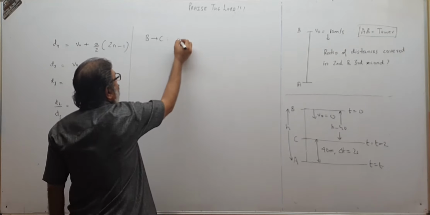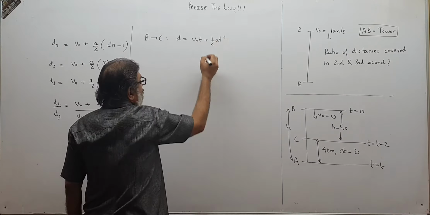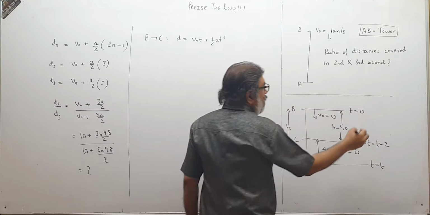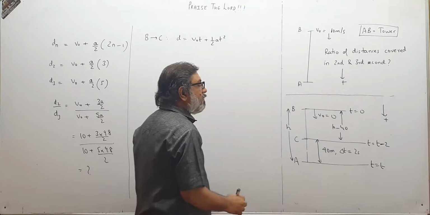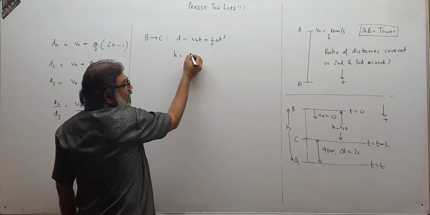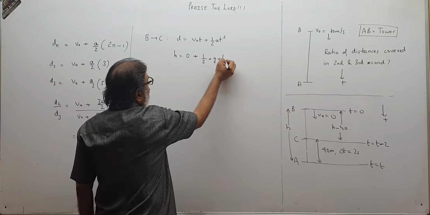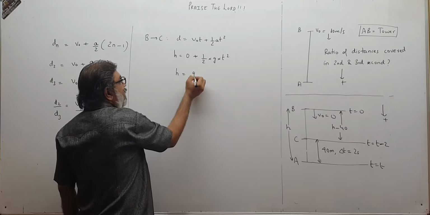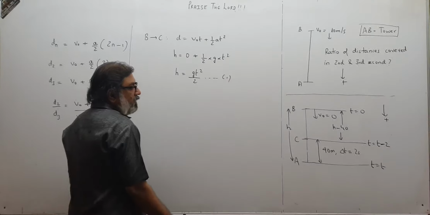For the total h, d equal to v0 t plus half a t square. Again all downward motion. So I take downward as plus. Here also I take downward as plus. So displacement how much? h. v0 t, initial velocity is 0. So this becomes 0 plus half into gravity into t square. So h is g t square upon 2, equation number 1.